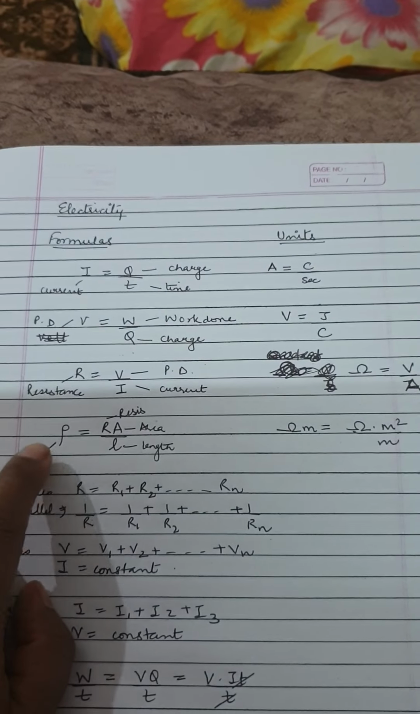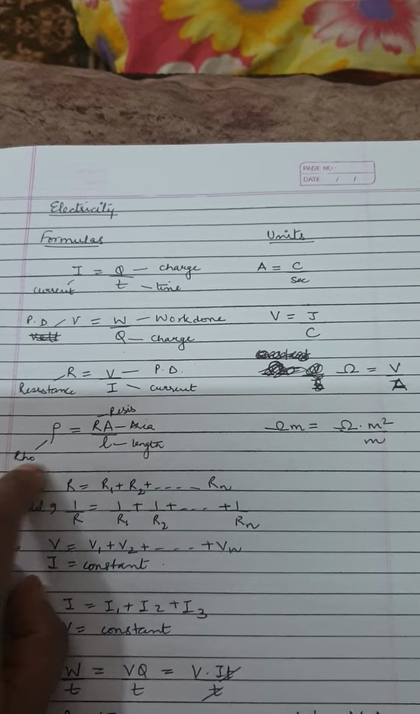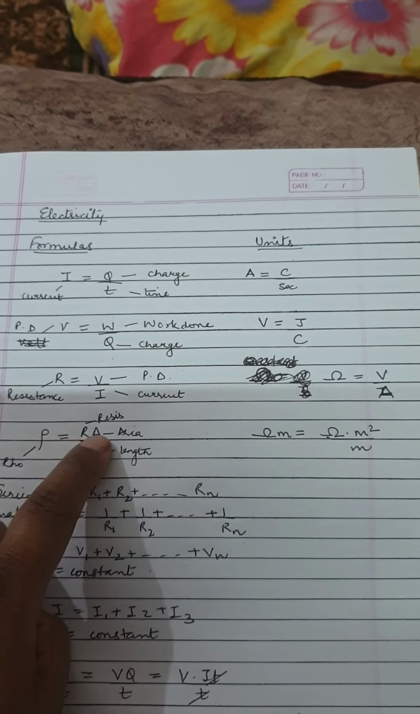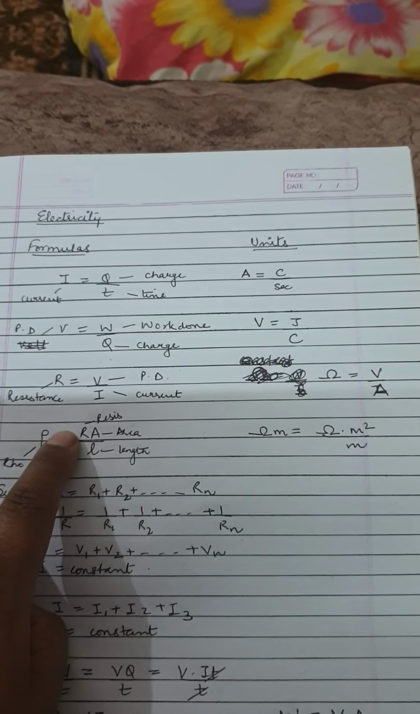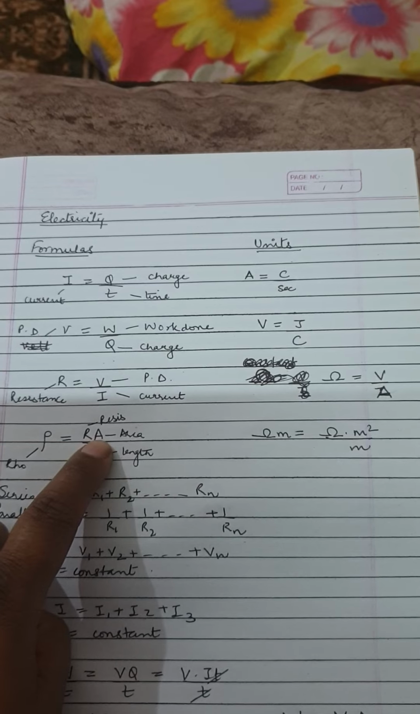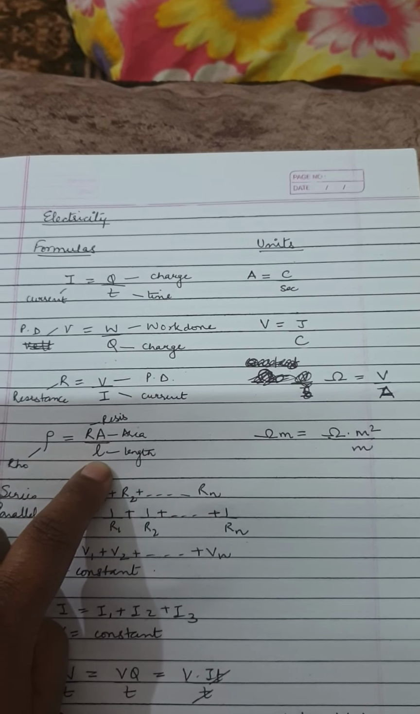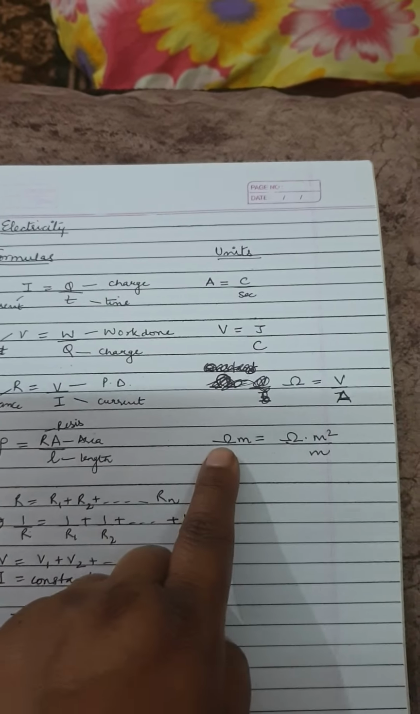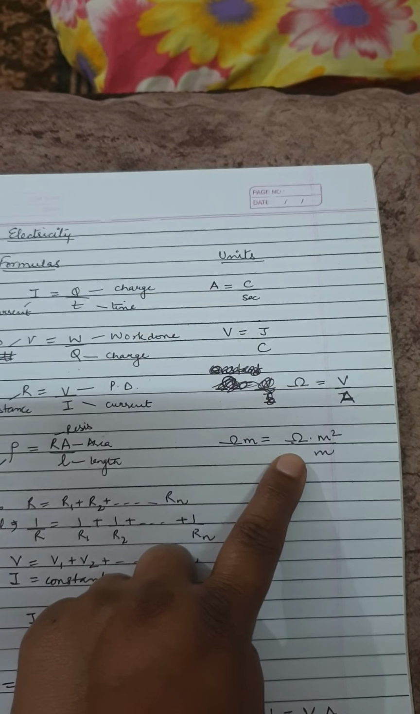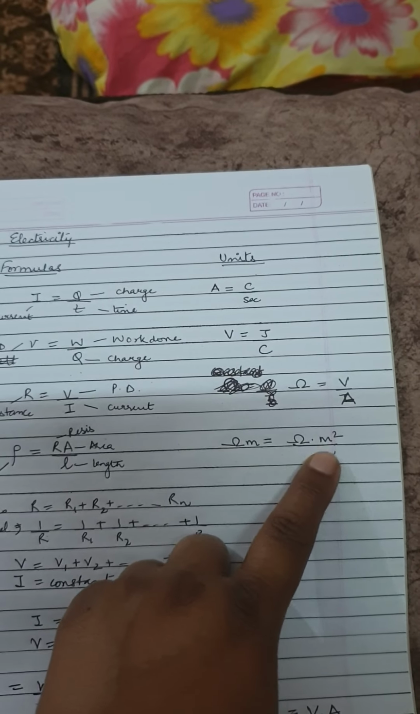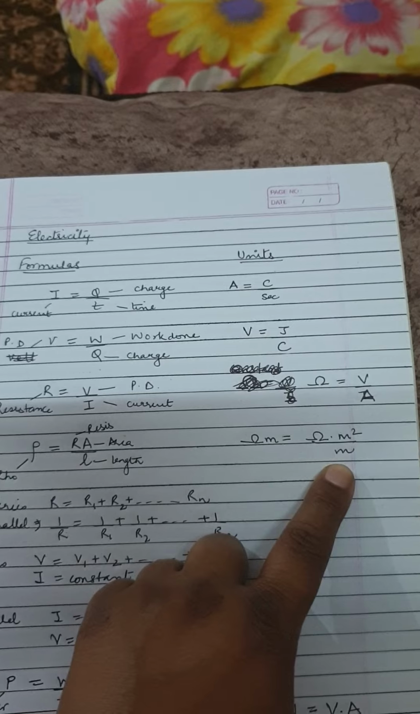Next is rho. Rho is a constant which is RA upon L, where R is resistance, A is area of cross section and L is the length of wire. The unit is ohm meter, where ohm is the unit of resistance, area is meter square and length is meter.